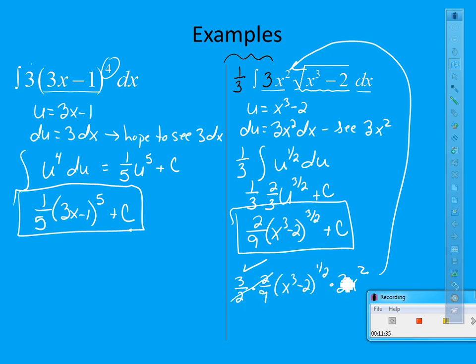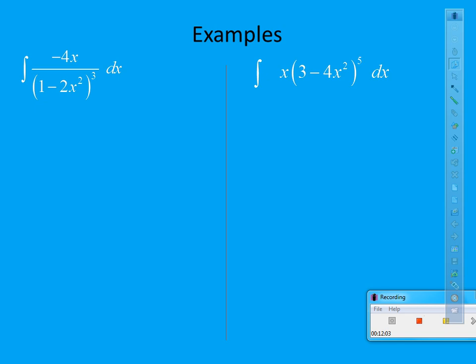I got a 3 times 3 is 9. Divided by 9, all of that canceled out, leaving me an x squared and an (x cubed minus 2) to the 1/2. So I needed this to help me get that. Okay? That's a little weird, but it's kind of undoing the chain rule. So while I got you a little confused, I'm going to keep on keeping on and see what you think.